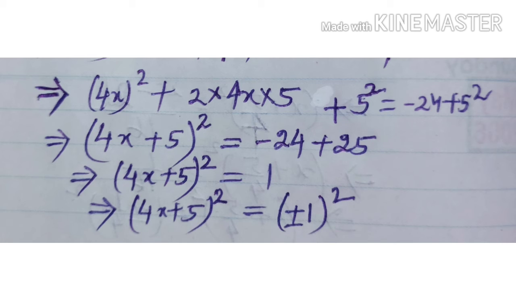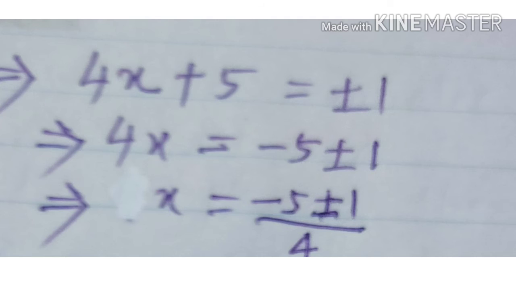Now we get (4x)² + 2 × 4x × 5 + 5² = -24 + 5². This implies that (4x + 5)² = -24 + 25. This implies that (4x + 5)² = 1. This implies that (4x + 5)² = (±1)².